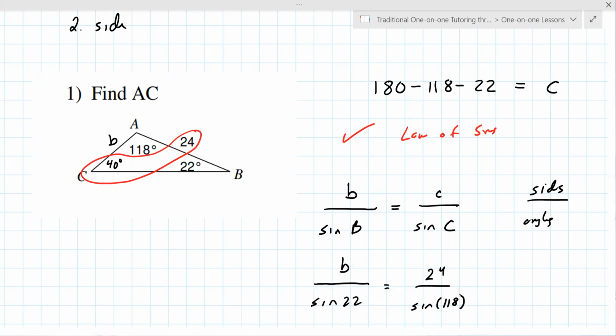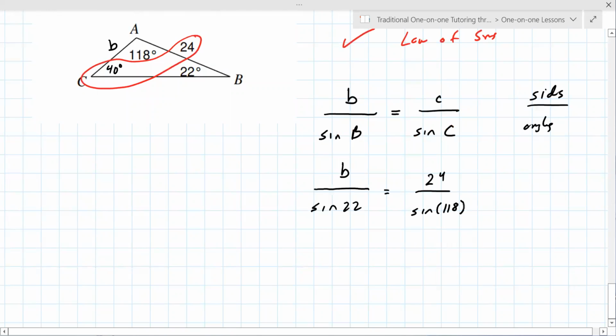So now we have enough information to be able to solve this. We only have one unknown. We can isolate B. Is this similar to something you've seen in class today? Yes. Okay. So you multiply both sides by sine 22. So B is equal to 24 sine 22 over sine 118.